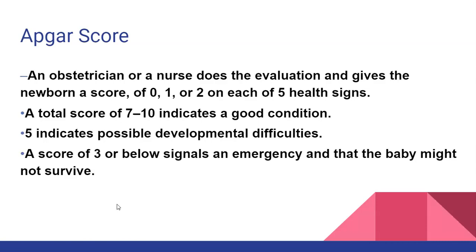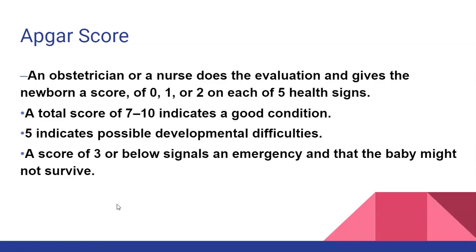So when we talk about the total score, like I said, for each of those 5 health conditions, you can get a score of 0, 1, or 2. If all of those points add up to a score of about 7 to 10, that means that the baby is in good condition. And usually after that, the child is able to go back to the mother, and the mother is immediately able to breastfeed or hold the child. And the father or whoever else is there, the family members, are also there to hold the newborn and bond.